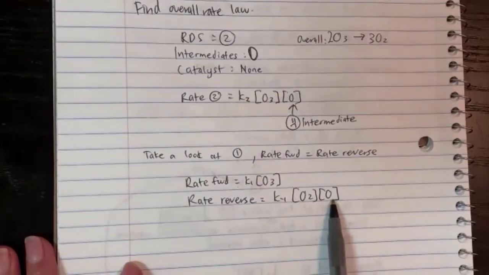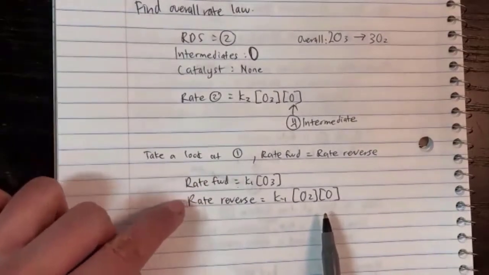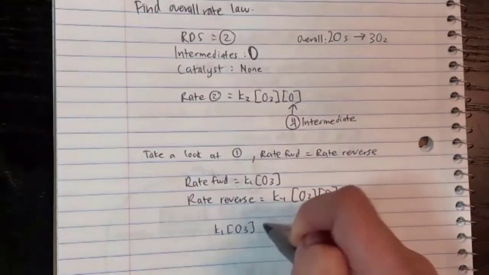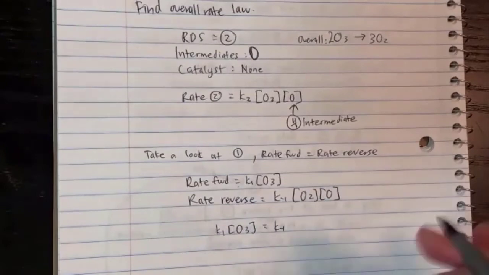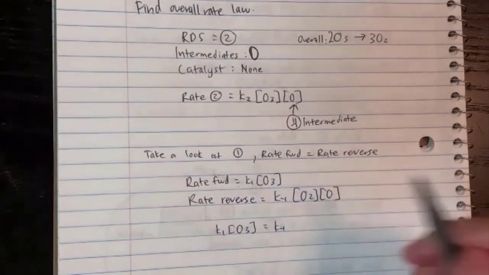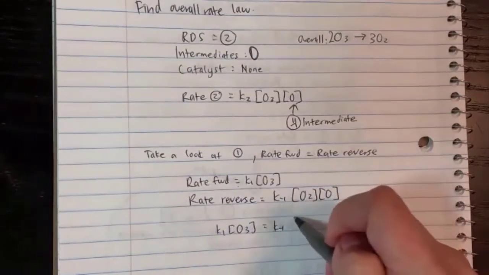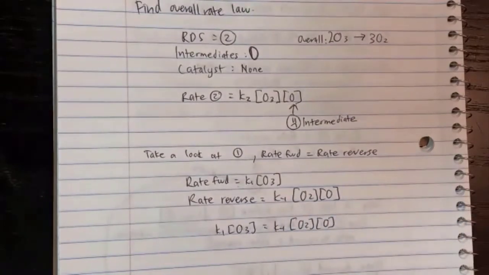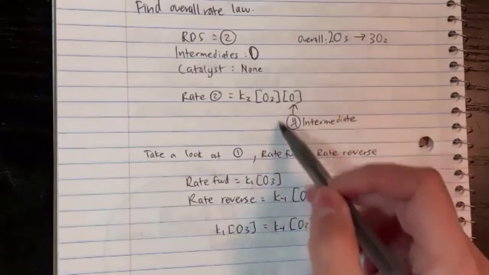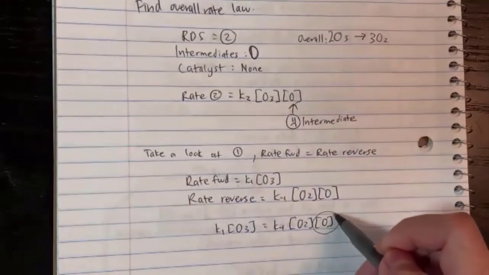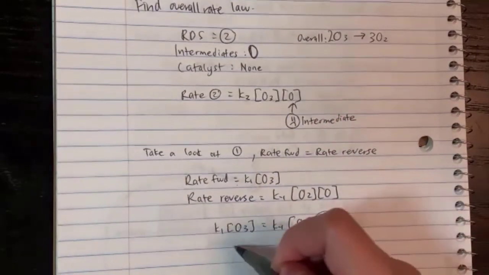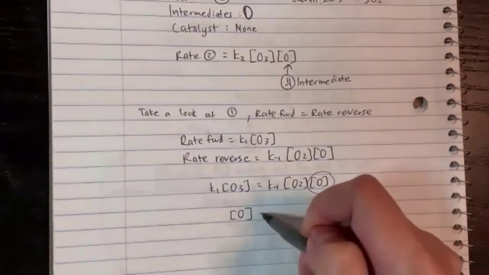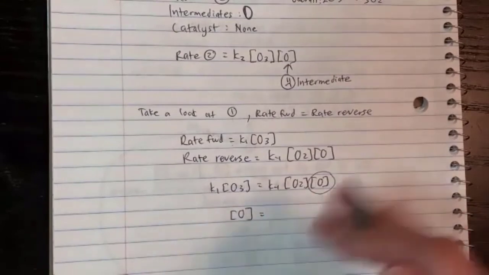So we're back here. Now this equals that. That means K1 times O3 equals K negative 1, which is just the opposite side. It really isn't a negative number, it's just the opposite direction, times O2 times O. And then what am I trying to replace? I'm trying to replace the O, the intermediate. So this has to be established as an expression. I'm going to write O on one side, and then all the other stuff goes on the other side.